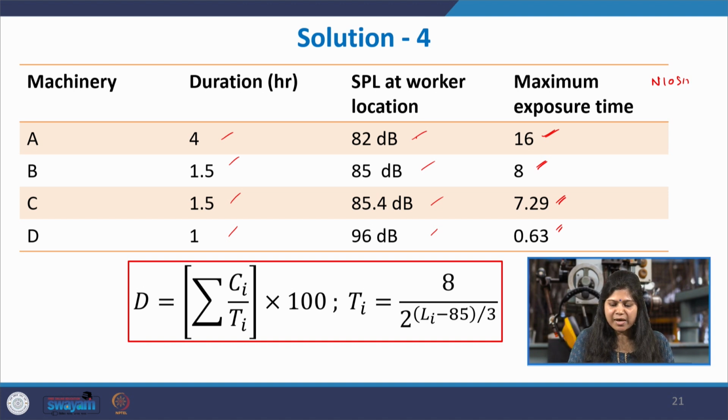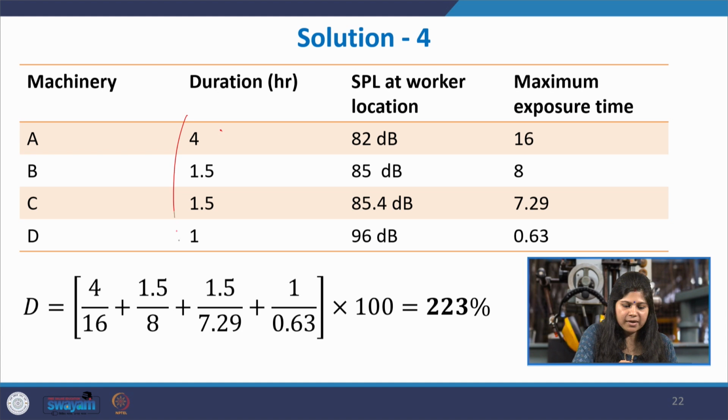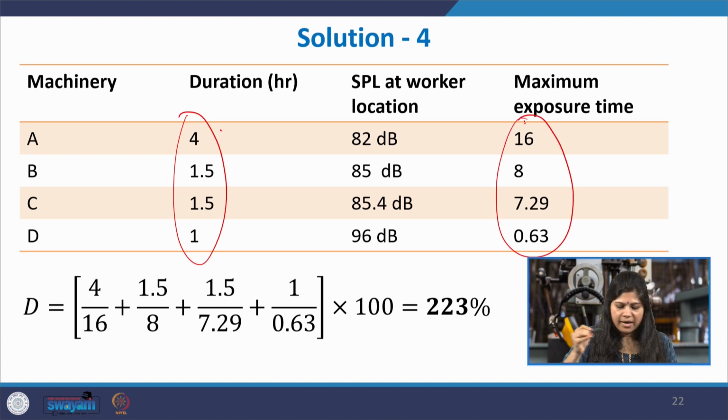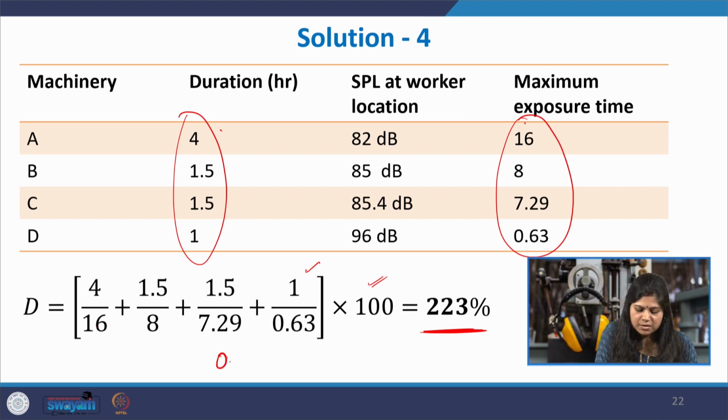So, the noise dose can be calculated as a summation of the actual duration divided by the maximum allowed duration. So, you compare this row with this row and you see 4 by 16 plus 1.5 by 8 plus 1.5 by 7.29 plus 1 by 0.63, multiplied by 100. So, overall you get 223% of noise dose, which means overexposure to hazardous noise levels.